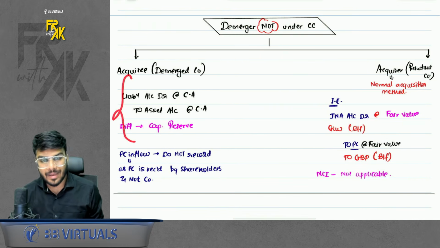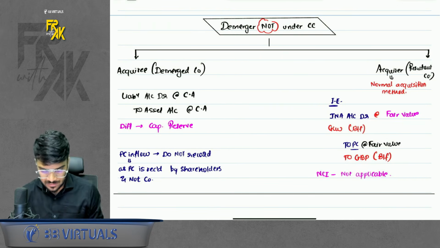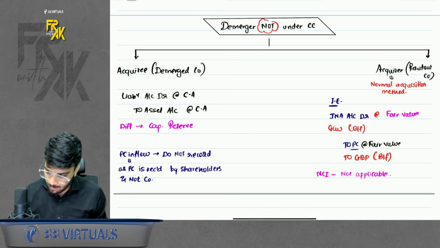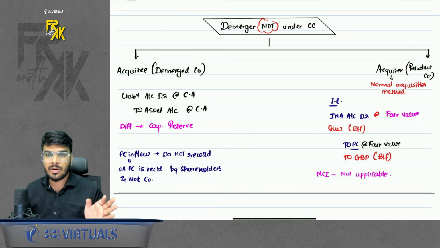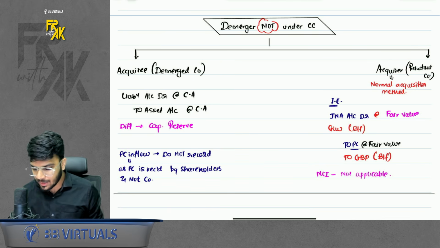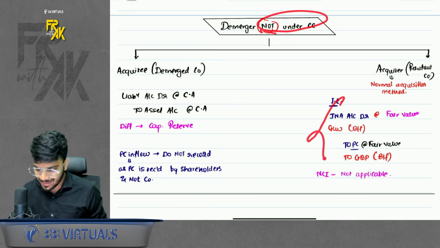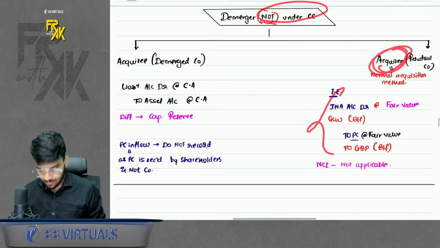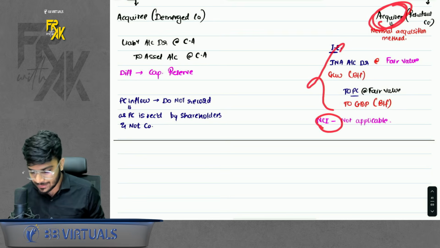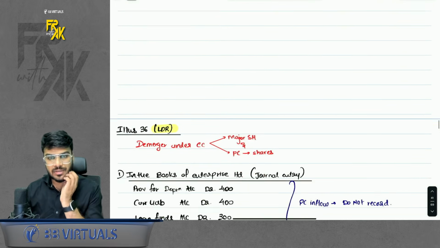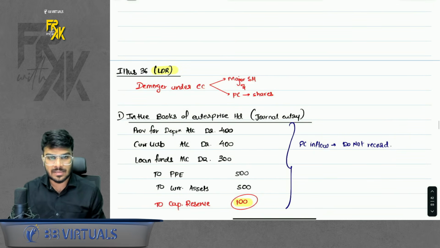Okay, now what if it is a demerger not under common control? The accounting of the acquiree is the same: liabilities outside, assets outside, difference to capital reserve. Do not record the inflow of PC. What about the acquirer? Because it is not under common control, the acquirer takes over everything at fair value. They will issue the PC at fair value if there is any. The difference will be transferred to goodwill or capital reserve because it is not under common control. So normal acquisition accounting will be followed by the acquirer. Do remember, in case of demerger, NCI is not applicable. Simple. So this was the case of common control and this was the case of demerger.